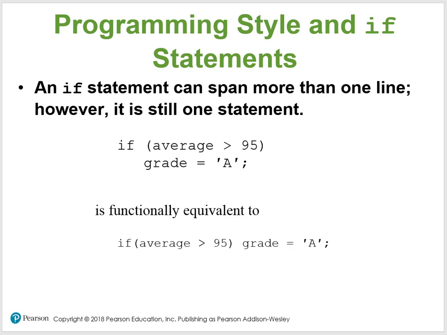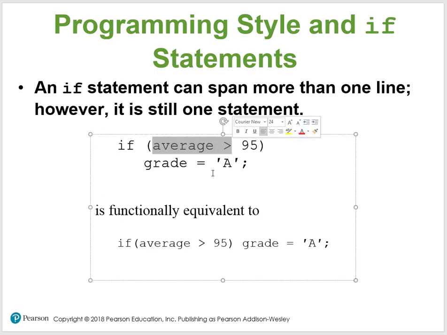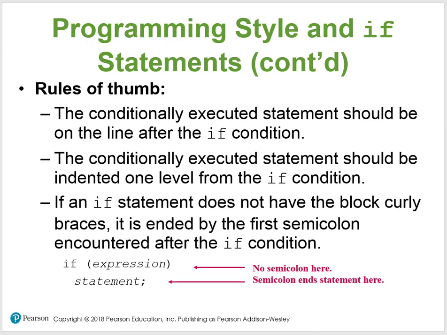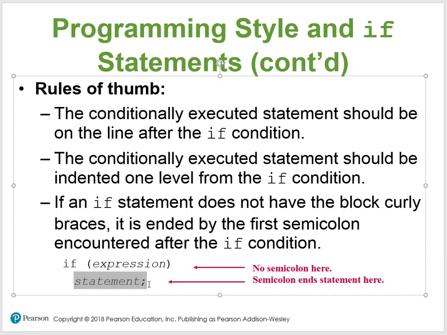So this is what the slide is about. It tells you if this is false, you do not go into this line of code, grade equal to character A. There's a rule of thumb: the conditionally executed statement should be on the line after the if statement, and indented one level from the if statement. If an if statement does not have a block of curly brackets, it ends with a semicolon. So again, only one line, one statement, if there are no curly brackets. If you have more than one statement, then you need curly brackets.